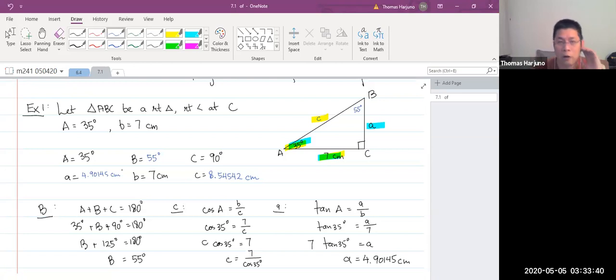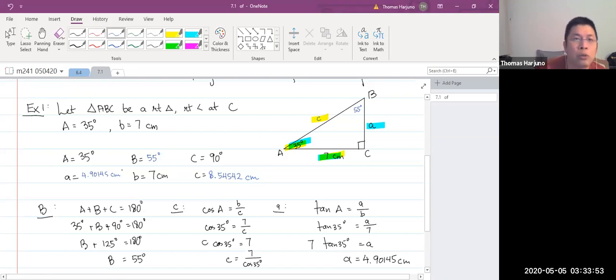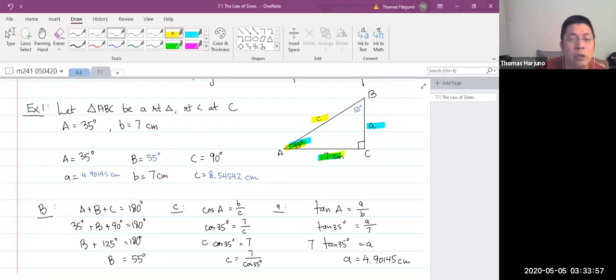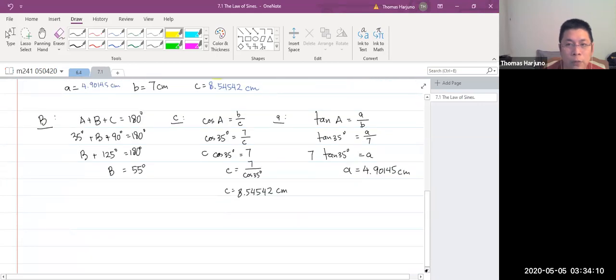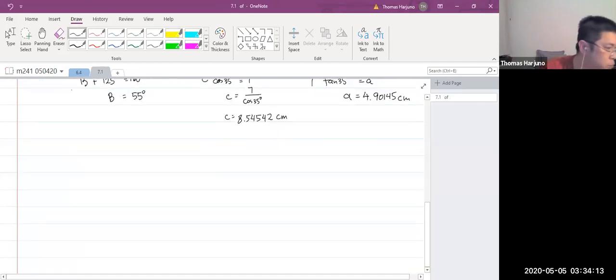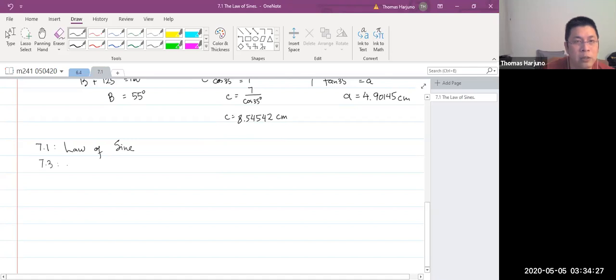So we have one example of what we meant by solving a triangle. And you did this before, as I remember. You did some work like this even in your test one, as I remember. Okay, now we want to go into a situation when it is not a right triangle. What if we are dealing with a triangle which is not a right triangle? Then how do we solve that? Okay, now to solve that, we will rely on two laws. In this 7.1, we will learn law of sines. And in 7.3, we will see law of cosines.